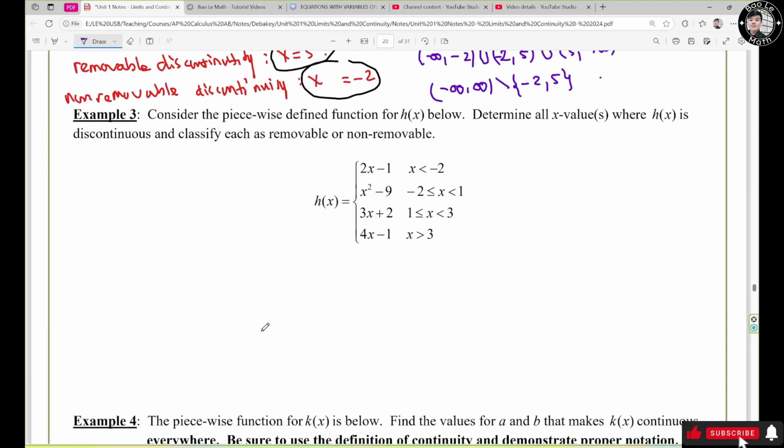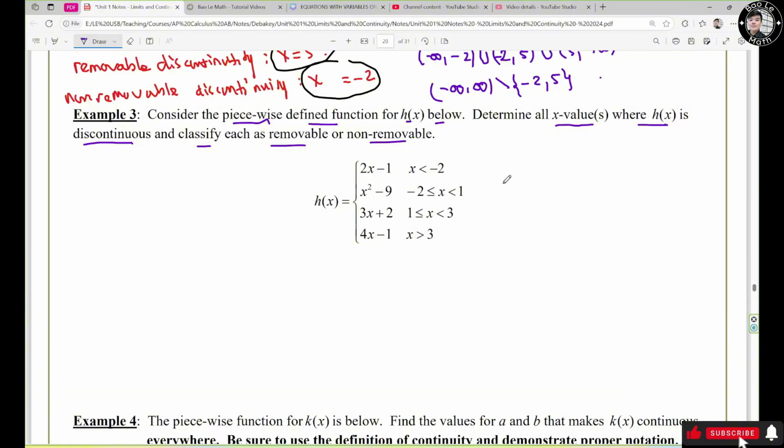Alright, let's move on to example number 3. Consider the piecewise defined function for h of s below. Determine all s values where h of s is discontinuous and classify each as removable or non-removable.